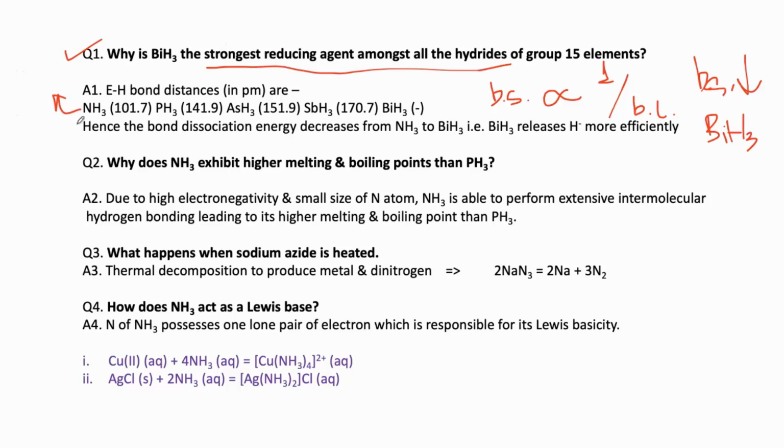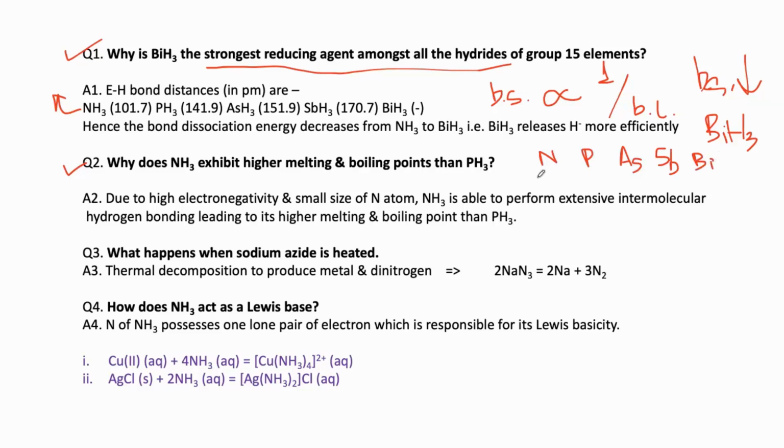So the next question is why does NH3 exhibit a higher melting point and boiling point than PH3? NH3 has principal quantum number 2 and PH3 has principal quantum number 3. Now you see nitrogen is there, and after nitrogen we have phosphorus, then arsenic, then antimony, and lastly bismuth.